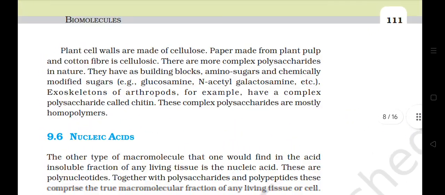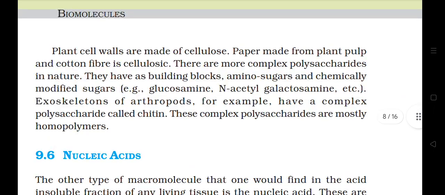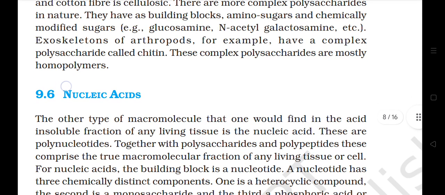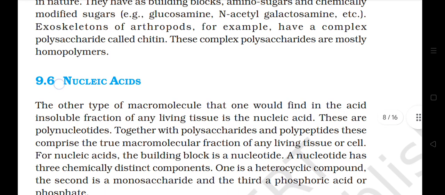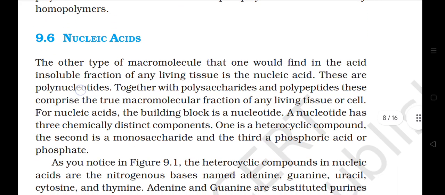Plant cell walls are made up of cellulose. Paper made up of plant pulp and cotton fiber is cellulosic. There are more complex polysaccharides in nature. They have as building blocks amino sugars and chemically modified sugars. Example: glucosamine, N-acetyl glucosamine, etc. Exoskeletons of arthropods, for example, have a complex polysaccharide called chitin. These complex polysaccharides are mostly homopolymers.